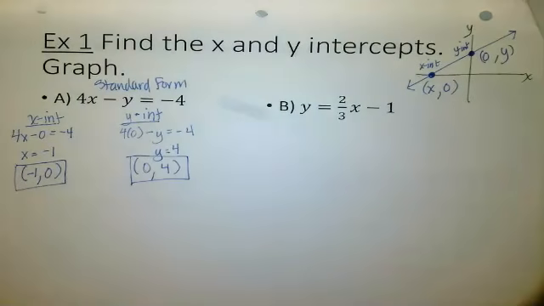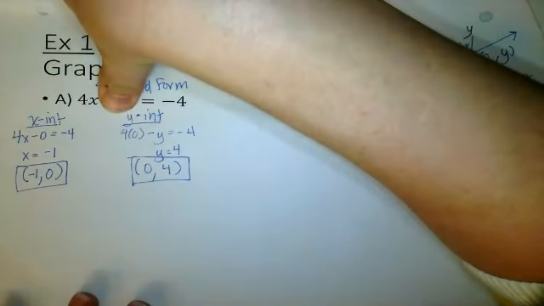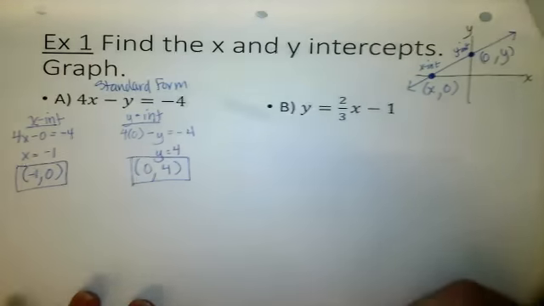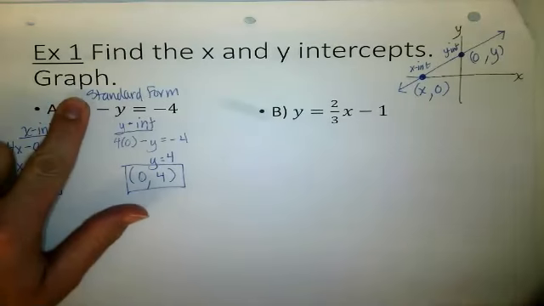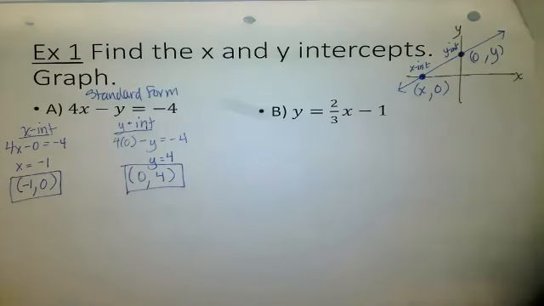When you're in standard form, finding x and y intercepts is super easy. In fact, we call it the cover and solve method. If you want the x-intercept, you cover the y and solve for x. And if you want the y-intercept, you cover the x and solve for y. Super easy.